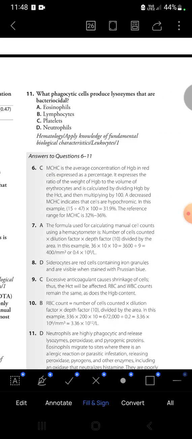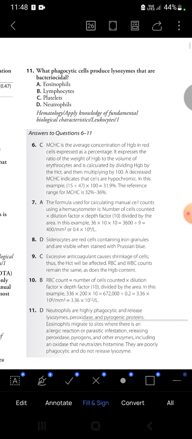The formula used for calculating manual cell counts using a hemacytometer is: number of cells counted times dilution factor times depth factor, divided by the area. The number of cells counted is multiplied by the dilution factor and the depth factor, which is 10, and then divided by the area.